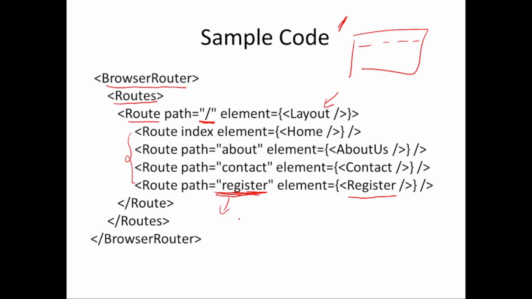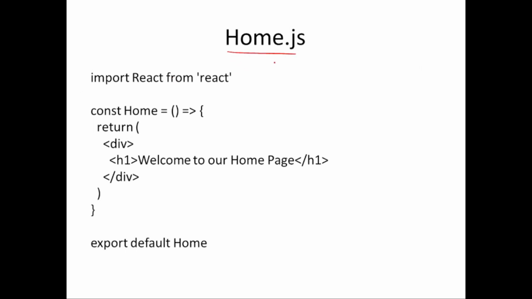So what is the path for register component? It is /register. So /register is mapped to which component? Register component. Likewise, /contact is mapped to which component? Contact component. So this is the dictionary of routes maintained inside the routes, and that's falling under browser router. So this helps us in managing the dictionary, which URL is mapped to which pattern. And next we have a separate component for each of those specific clicks.